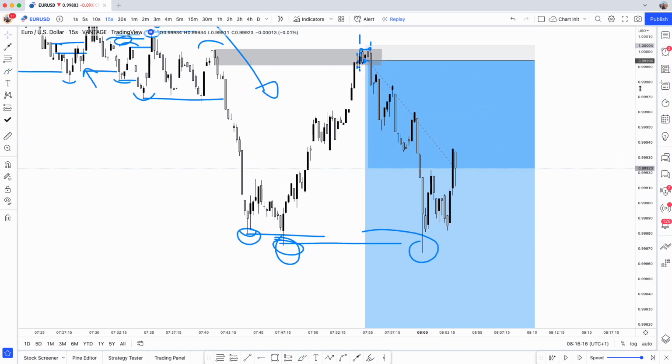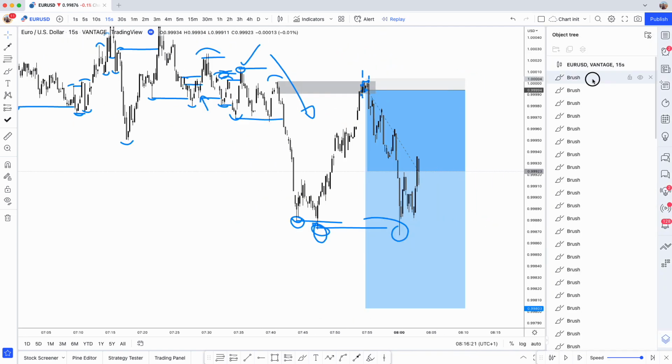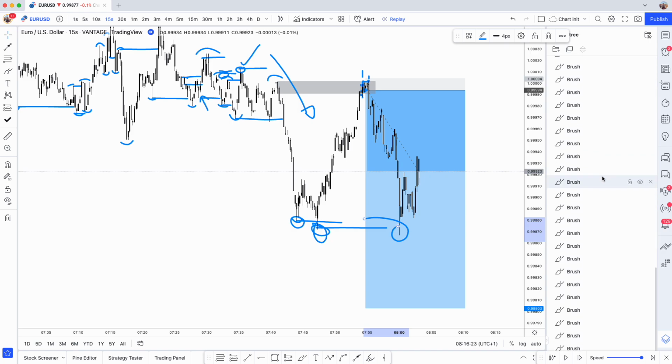So once this actually happened, what I need to do is look for where my potential target points are. Now before I continue, let me get rid of all of these.